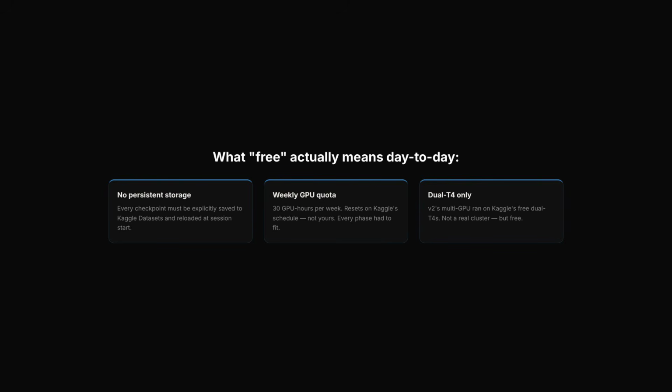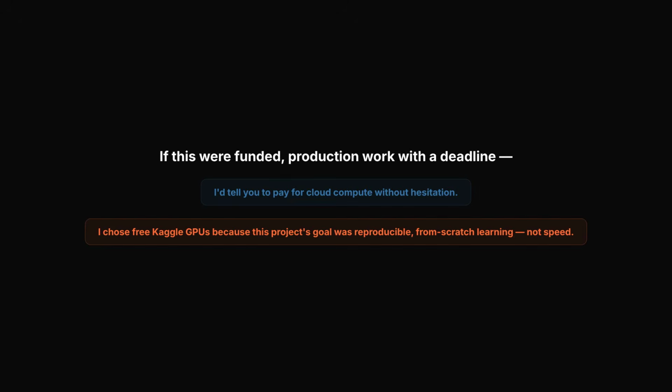And even where this project did multi-GPU training back in version 2, that meant Kaggle's free dual T4 option, not a real cluster. Some experiments that would take an afternoon on rented hardware simply aren't possible at all on this budget. So here's the honest verdict. If this were funded production work with a deadline, I'd tell you to pay for cloud compute without hesitation. It's genuinely faster, and time has a cost too. I chose free Kaggle GPUs because this project's actual goal was reproducible from-scratch learning, not speed. And for that specific goal, the constraints were worth the trade.